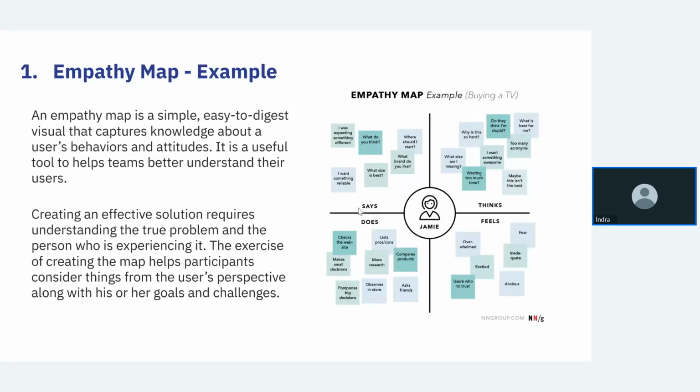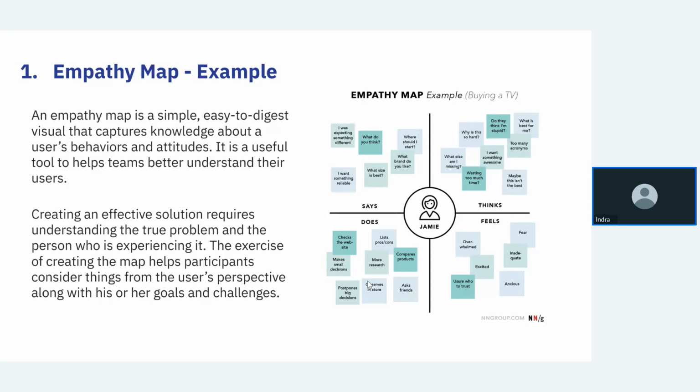He is planning to purchase a TV, and on that particular problem, he's come up with this empathy map. In thinks, these are things he's going through in his mind, but he's not speaking. We cannot hear them out. So for example, he thinks, why is this so hard to buy a TV? What kind of TV will be best for me? Do they think I'm stupid? These are things going on in his mind.